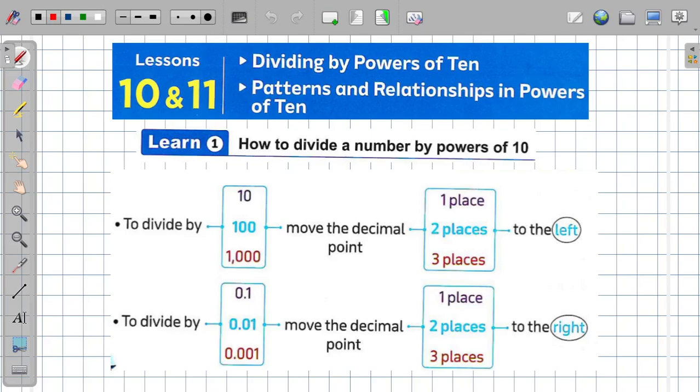Then, how to link the multiplication and division operations using powers of 10, and also how to convert between different units using multiplication and division by powers of 10. So, let's go.